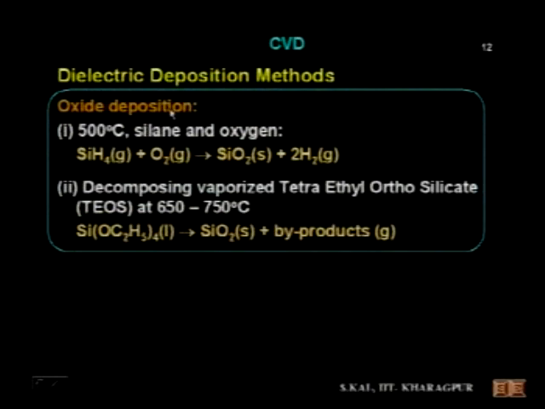Similarly, silicon nitride also you can get using the CVD technique, and there you have to use silane and nitrous oxide, or you can use silane along with ammonia, NH3 gas, and you can have Si3N4. We'll discuss nitride and oxide deposition also. Both the films are also deposited using the PECVD technique or plasma enhanced CVD, and those we'll discuss in detail in the next class. Okay, let me stop here.